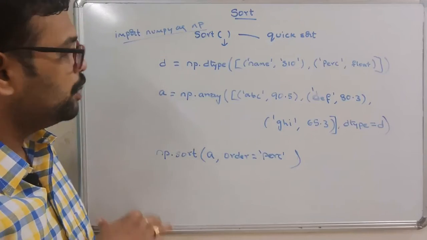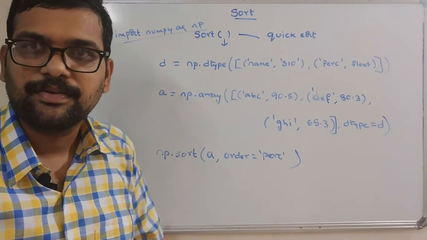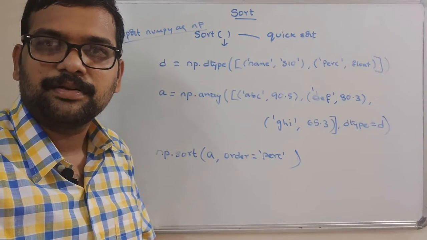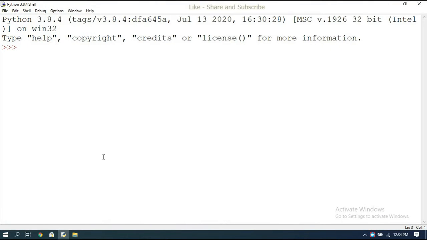So we will move on to the interpreter. I will show you the execution of this sort function. So let us move on to the interpreter. Just now we have seen the syntax for the sort function in Numpy. Now we'll see the practical implementation of this sort function. We know that the sort function is used to sort different kinds of elements in ascending order. So here we will use the sort function in Numpy.